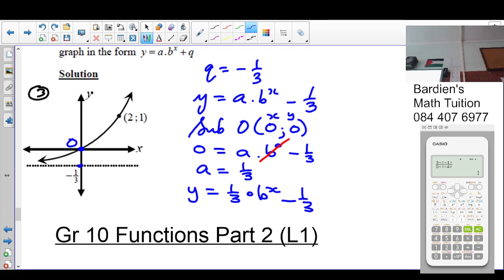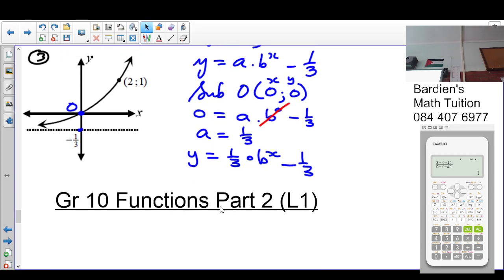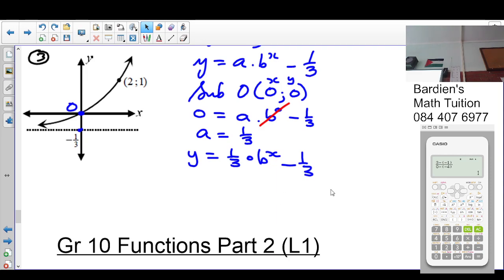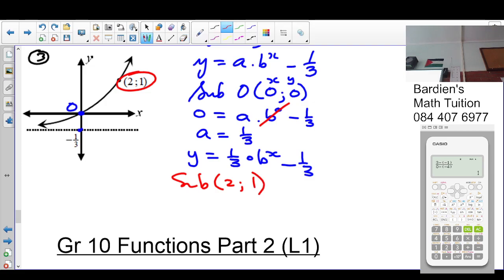Okay. So what must still be solved here? There we go. Substitute 2 and 1, remembering that's x and y. So 1 is equal to a third b squared minus a third.